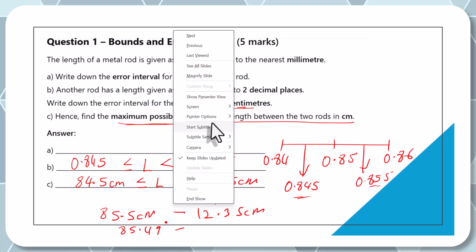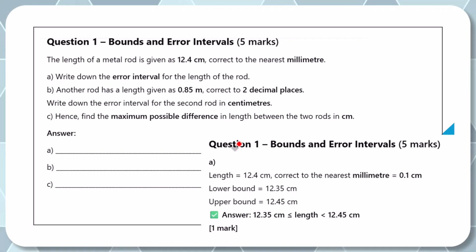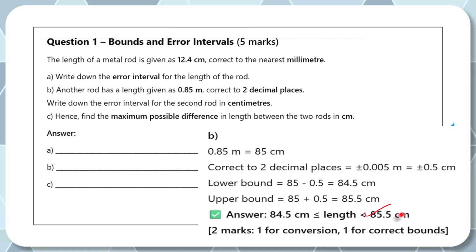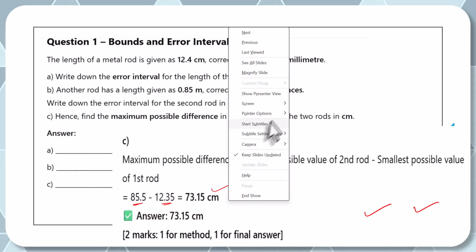All right. Now I want to show you the answers. So the answer for part 1, there you are. If you got this one, give yourself a tick on that. Upper bound, lower bound, error interval. And then the answer for part B was this. If you want to give yourself another tick for that one. And then the last one is the difference between them. The biggest, take away the smallest one, and that will give us the maximum possible difference. Question 1 was on bounds, upper bound and lower bound. That was question 1. Now we're going to go to question 2.